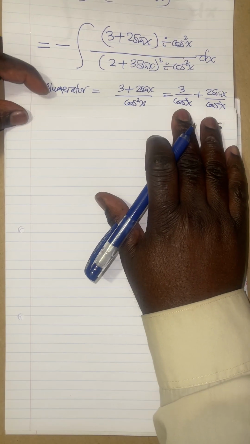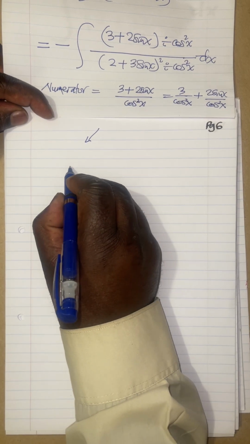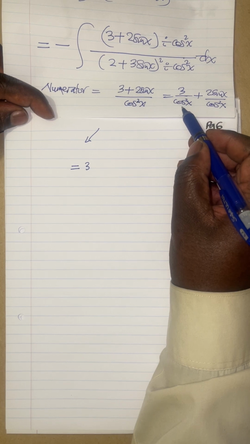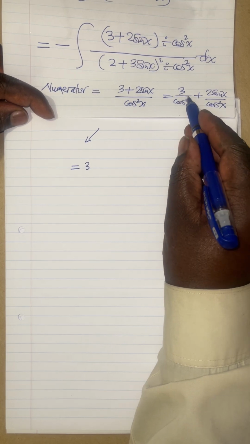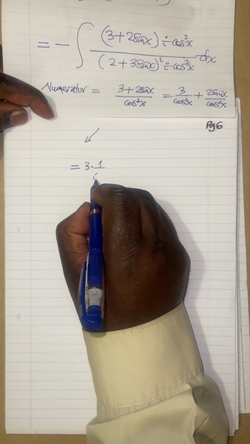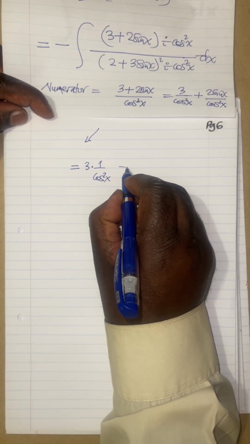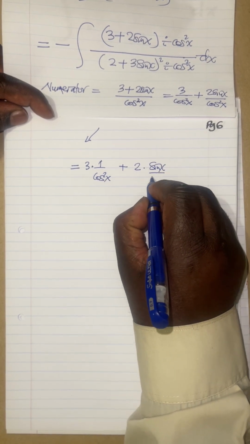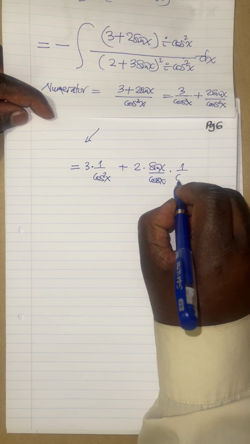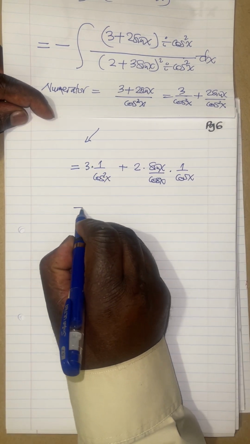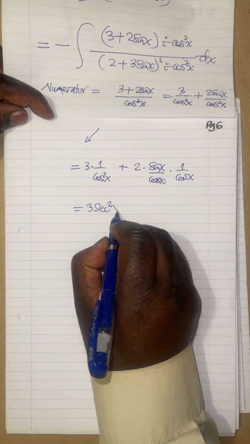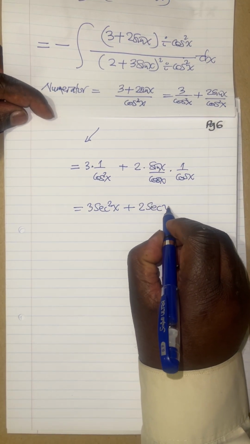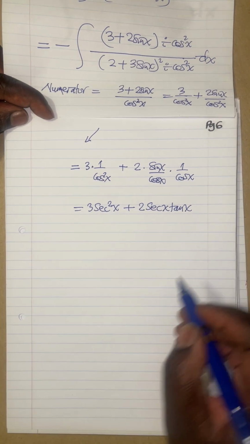That expression simplifies to, moving down this way, you'll agree with me that it will be equal to 3 over cos squared x, which is 3 times 1 over cos squared x. And then I have plus this part here, which is 2 times sine x over cos x times 1 over cos x. What is this? Well, this is 3 sec squared x plus, this is sec tan, so it's 2 sec x tan x. That's the numerator.